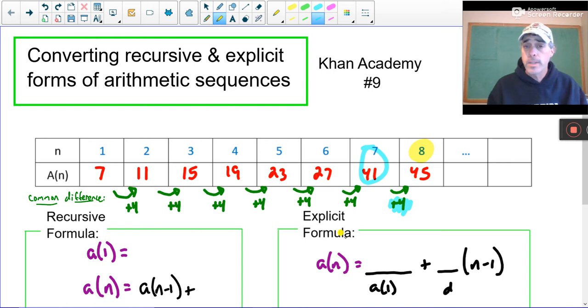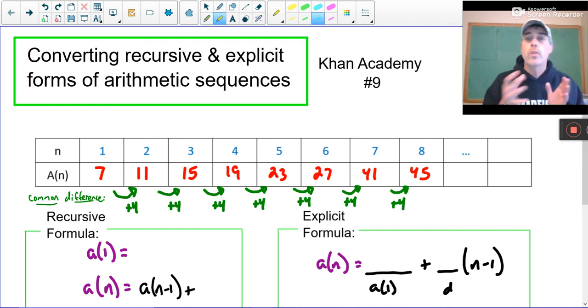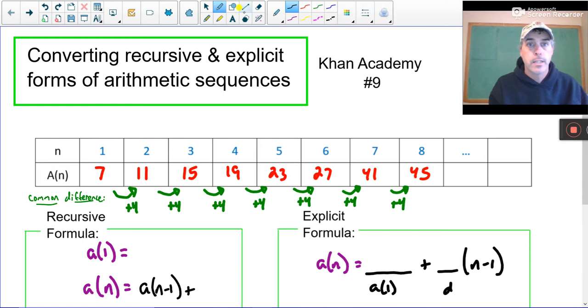The explicit formula says maybe you want the 100th term, maybe you want the 1000th term. And if you want the 100th or the 1000th term, maybe you don't have the 99th term or the 999th term. You don't have the one right before it. So you want to be able to jump around within the sequence. Okay, so I'm going to share with you just the very basics of recursive and explicit, and then I'll do 2 of each style of question that is in this particular exercise.